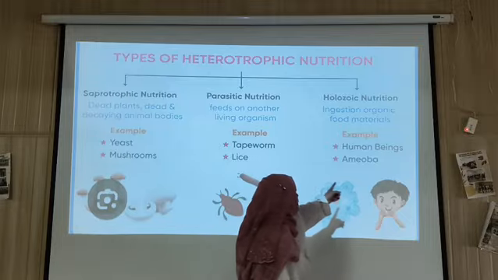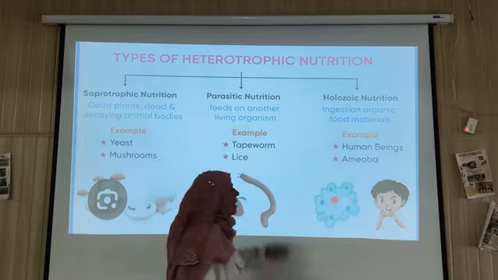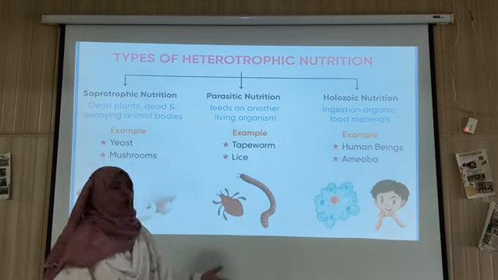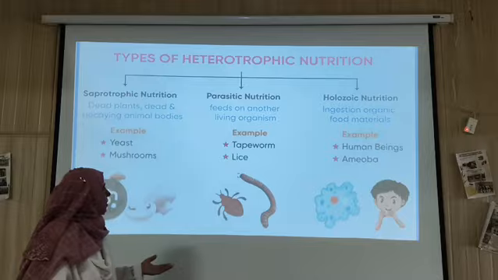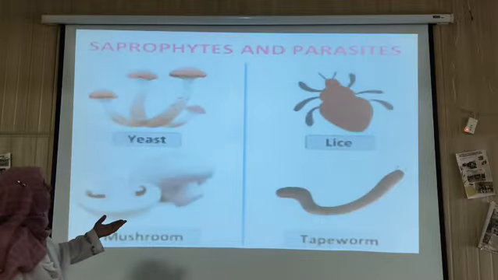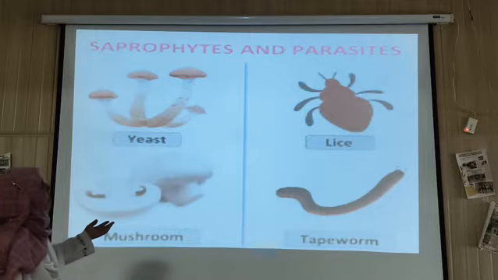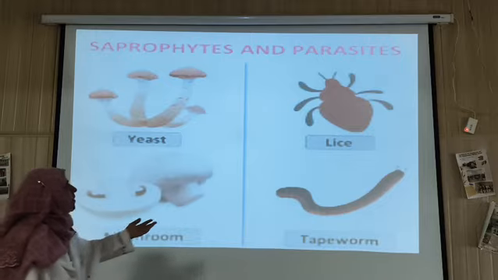Holozoic organisms are human beings and amoeba. These are two examples, but there are a lot of examples which use this mode of nutrition. These are also examples of saprotrophs and parasites.